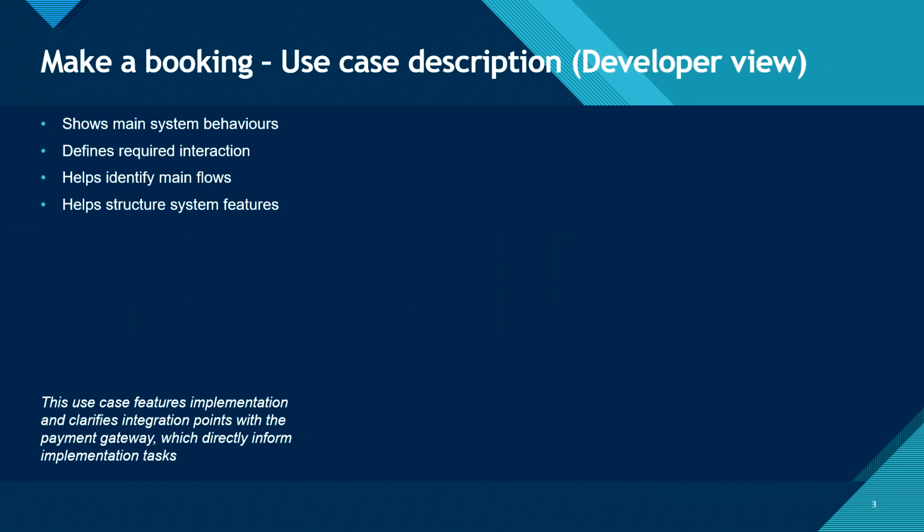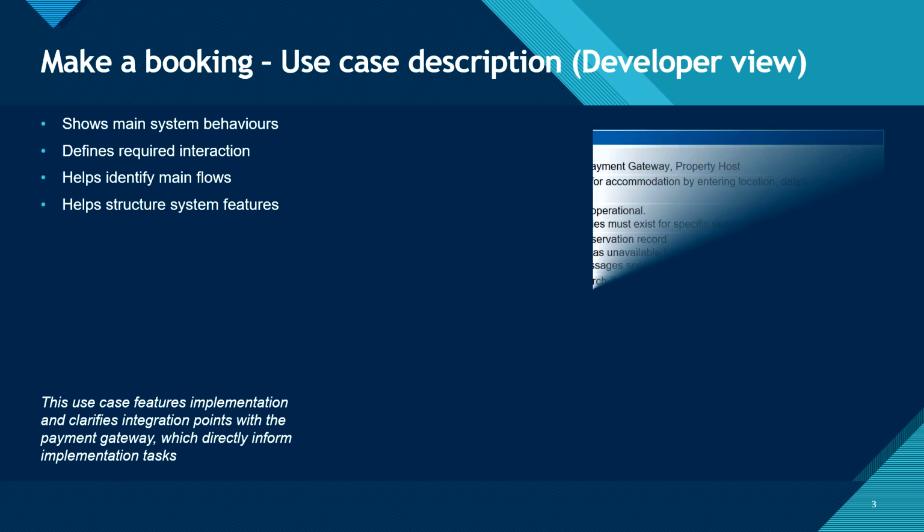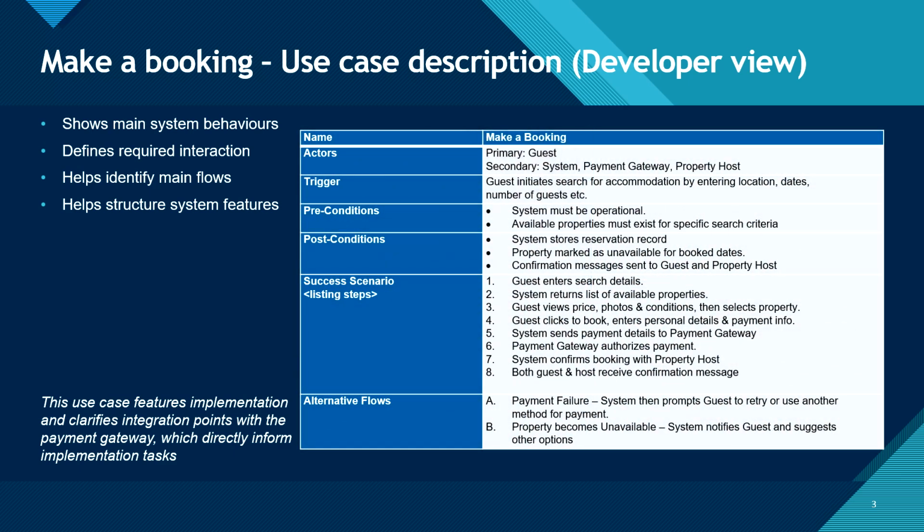This is one of the most important use cases for a developer because it represents a full booking workflow. It includes the trigger, preconditions, post-conditions, the main success steps, and the alternative flows. For the developers, this model is valuable because it tells them exactly what the system must do at each step, where data validation is needed, and where integration with the payment gateway occurs. For developer insight, this use case outlines the complete booking workflow and highlights payment gateway integration points, which directly shape implementation tasks.